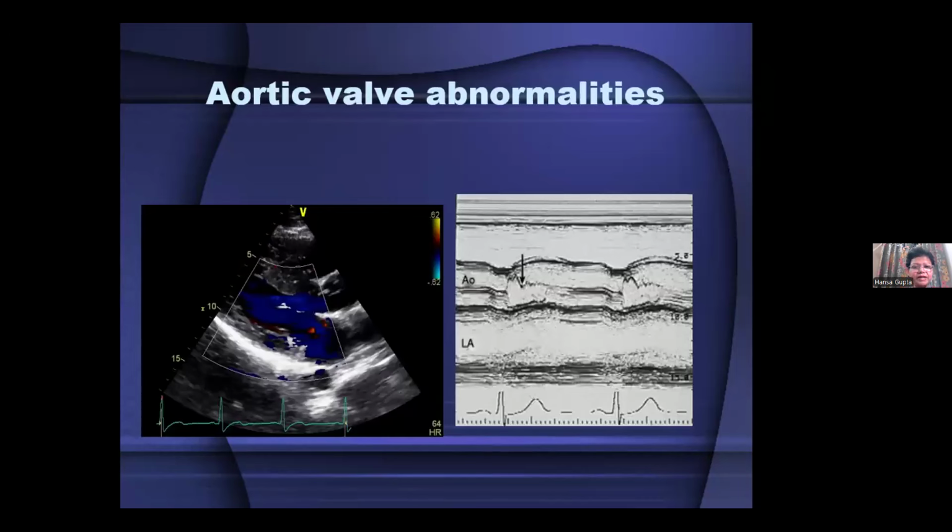Okay, I told you about the aortic valve abnormalities. So there is a fluttering. There's a mid-systolic closure here in the aortic valve. Can you see this? Followed by a fluttering of the valve. So this is again due to the LVOT gradients occurring, increasing during the mid-systole and then peaking towards the late systole.